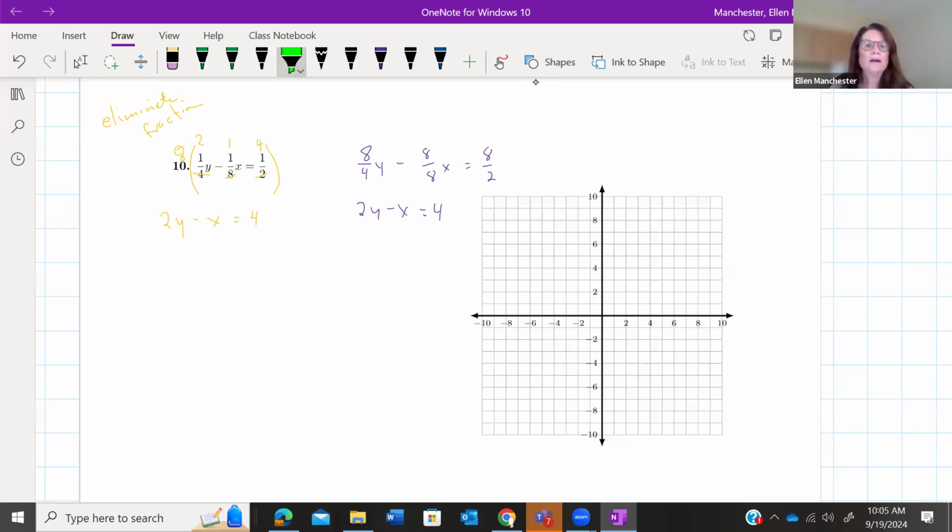Okay, now we can do our cover-up method. So this one, I'm covering up my y value, which means my y value is 0, and I'm solving for x. So I have negative x equals 4. Divide both sides by negative 1. So I get x equals negative 4.